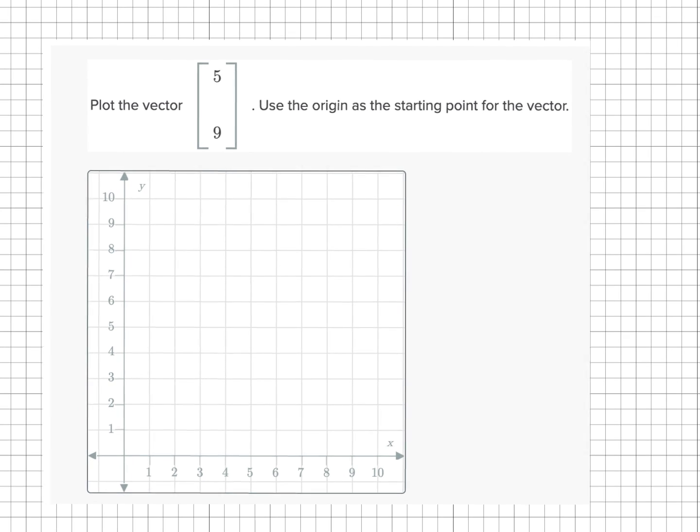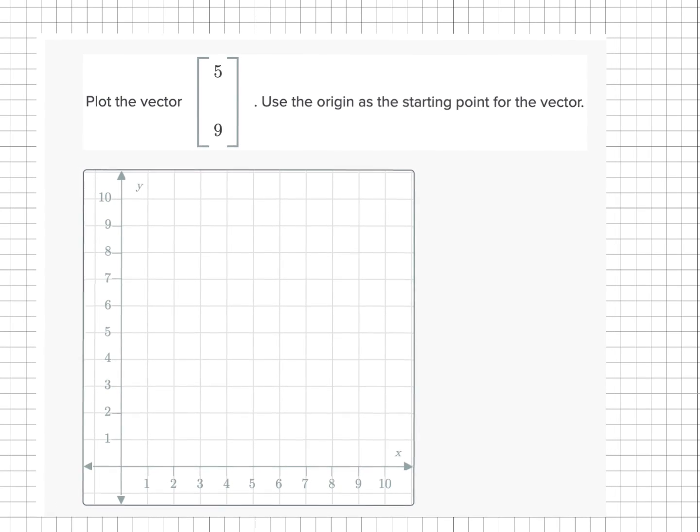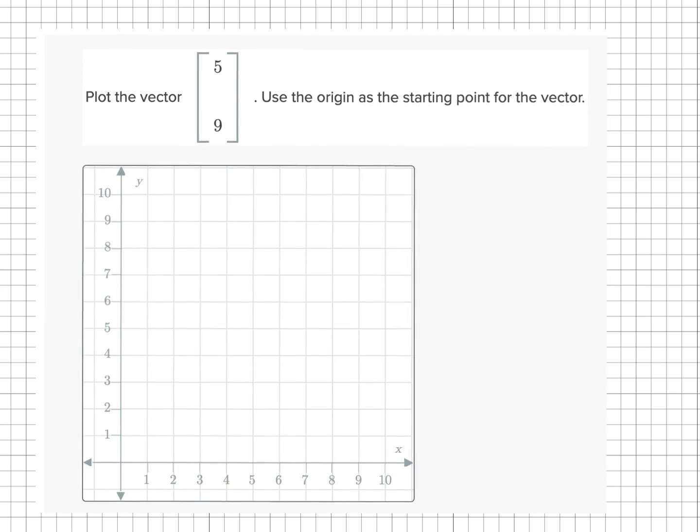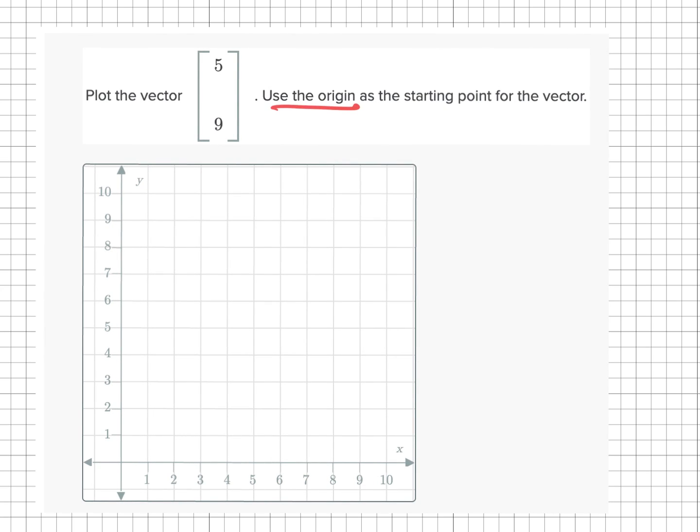Okay, so let's look at this one. Plot the vector 5, 9. Use the origin as the starting point. Use the origin, it means that we're going to start from here. 5, 9. It says 9, 5. So say 1, 2, 3, 4, and 5, and then 9. It goes up to 9 here. My 9 is up here. So from initial, you're just going to connect it, and that's going to be your vector. As simple as that.